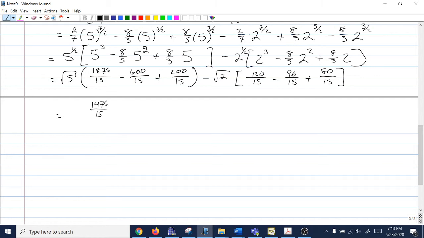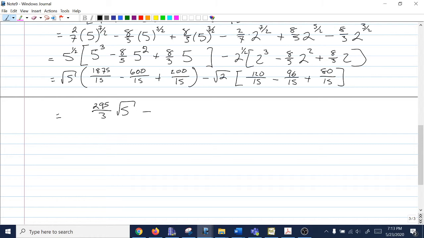Well, 1475, let's reduce this by 5. I get 295 over 3. You better not be divisible by 3. You are not. Okay. There's no reducing here.